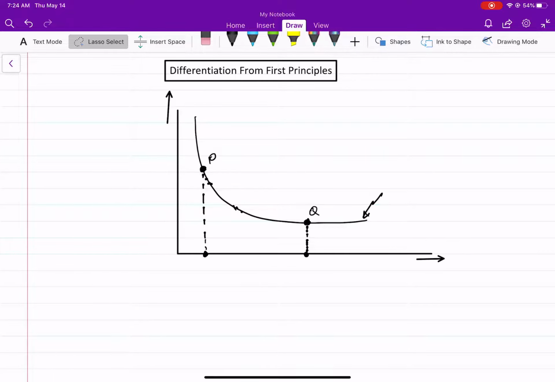You can see I have a graph drawn here, and this graph will be y equals to some f of x function. I'm going to identify 2 points in the graph, P and Q. But these 2 points are very, very close together. I'll explain in a little more detail.